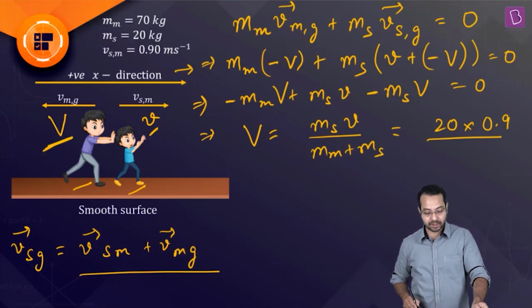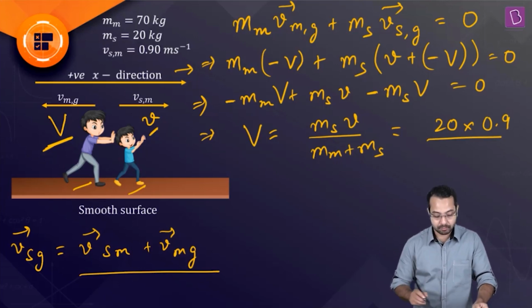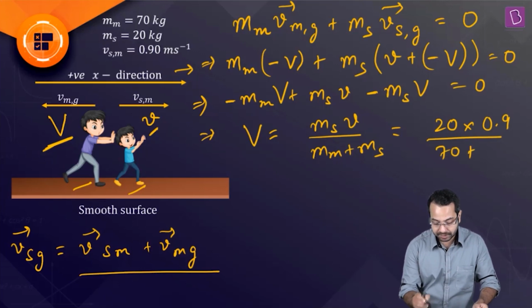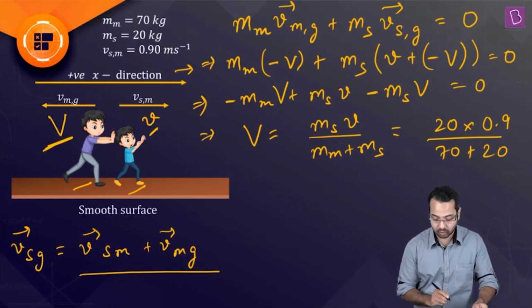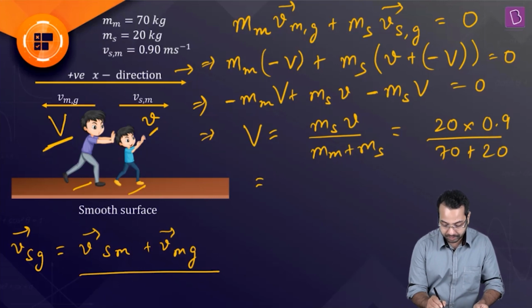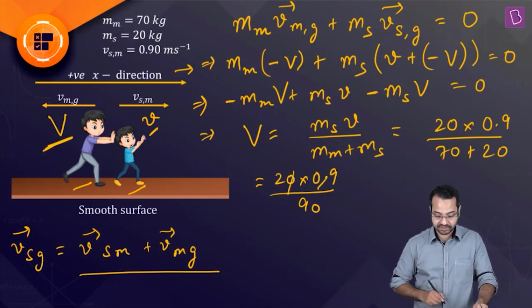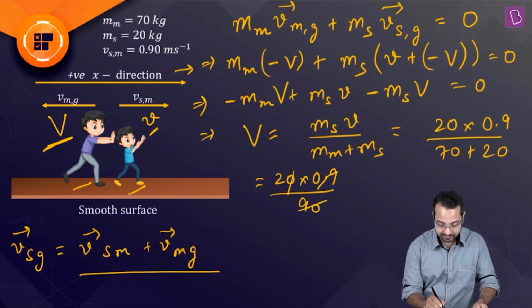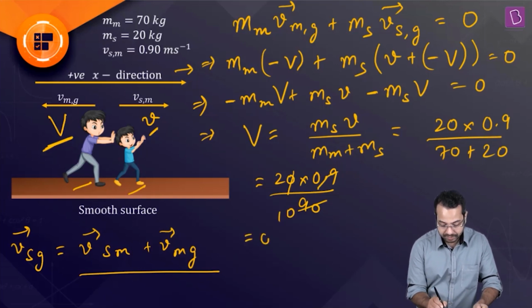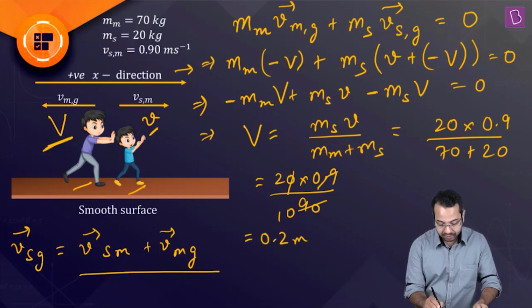It is 0.9 meter per second divided by mass of man plus mass of the sun. Okay, so this is going to come out to be 20 into 0.9 upon 90. So from here, this decimal goes, and then I have 10 over here. So I will be left with 0.2 meter per second.